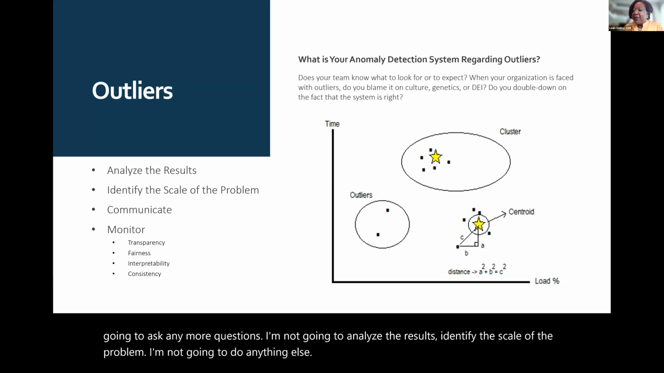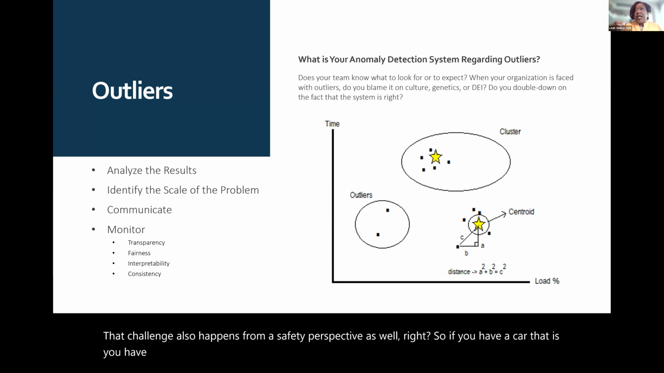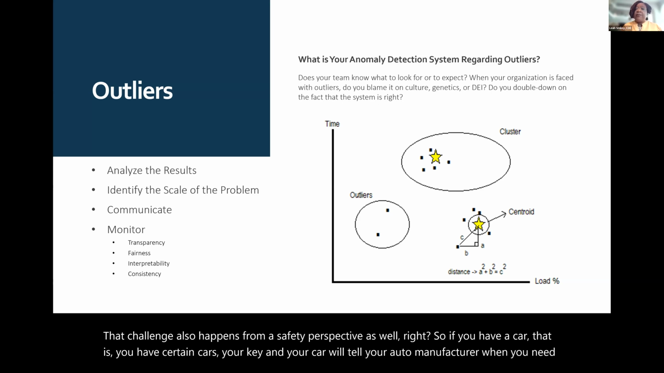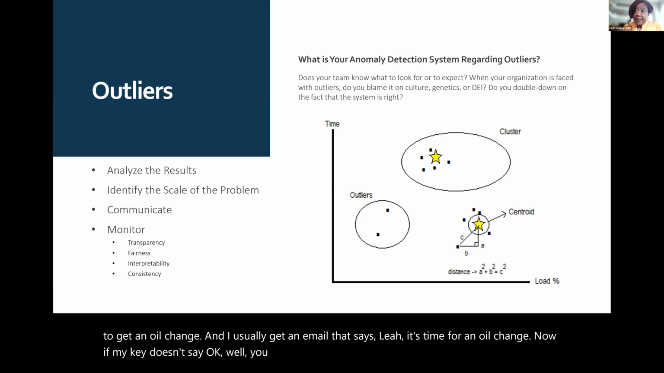That challenge also happens from a safety perspective as well, right? If you have certain cars, your key in your car will tell your auto manufacturer when you need to get an oil change. And I usually get an email that says, Leah, it's time for an oil change. Now, if my key doesn't say, well, you know what? Leah drives kind of fast.